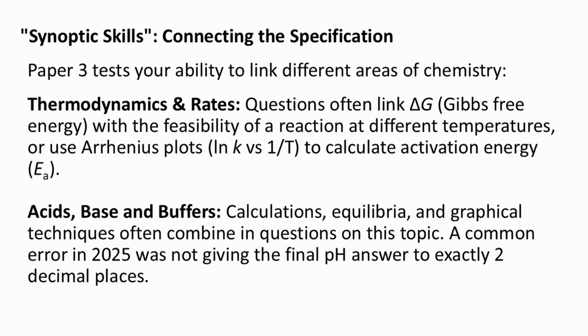Paper 3 is a synoptic paper which requires you to connect different parts of the specification. It tests your ability to link different areas of chemistry. For example, with thermodynamics and rates, questions often link delta G, Gibbs free energy, with the feasibility of a reaction at different temperatures, or the use of Arrhenius plots, ln k versus 1/T, to calculate activation energy, Ea.